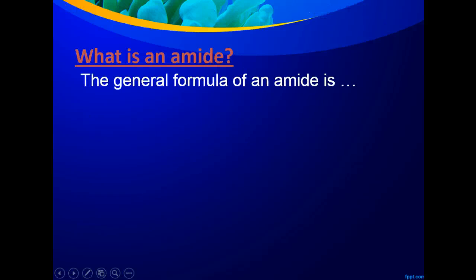Alright, so let's take a look at what exactly an amide is and what it looks like. First of all, the general formula. Like most of the previous groups, an amide is a double bonded oxygen coming off of a carbon. The difference is, for the first time, you're going to see a functional group that has a nitrogen. So on the same carbon that has the double bonded O, you're going to see a nitrogen.